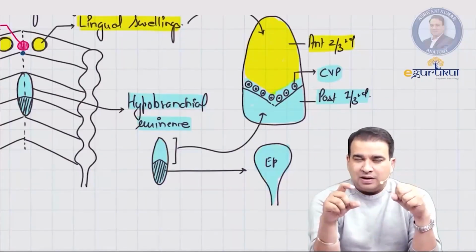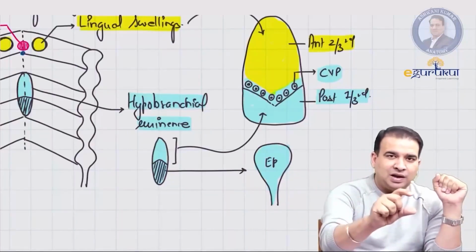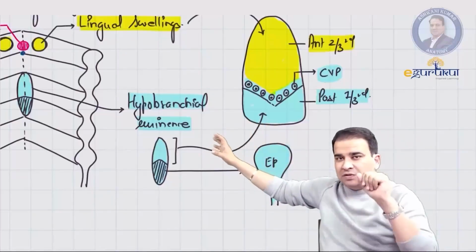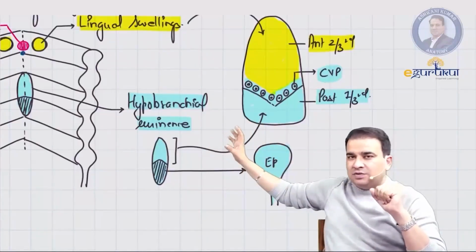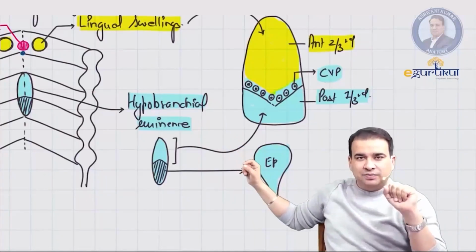Caudal part of the hypobranchial eminence, just think about it once again, guys. The caudal part of the hypobranchial eminence is in what arch? That is in the fourth arch. What is the nerve supply for the fourth arch? The nerve supply of the fourth arch is a branch of vagus. That is what? Superior laryngeal nerve.